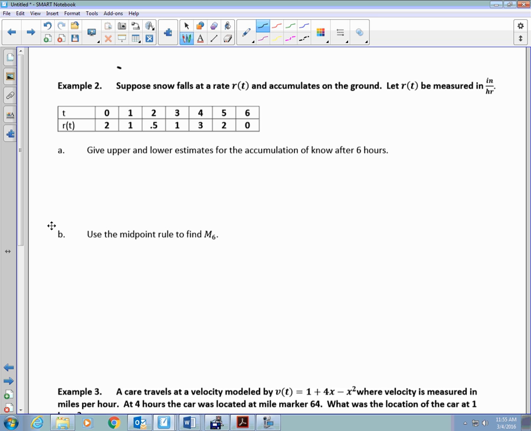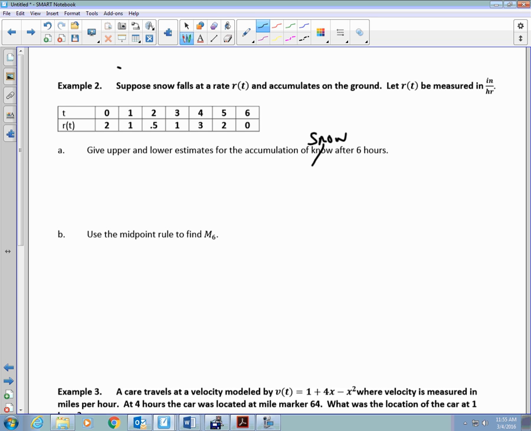Yep, R of t. What does 0 mean? It's not snowing. Doesn't mean that there's 0 inches on the ground. It means that it's not accumulating anymore. See that? It says give upper and lower estimates for the accumulation of snow after 6 hours.